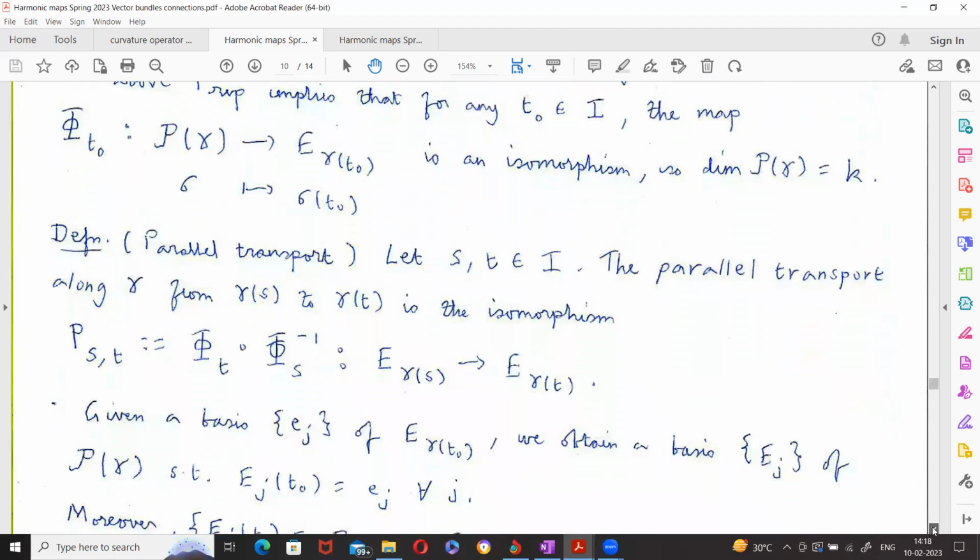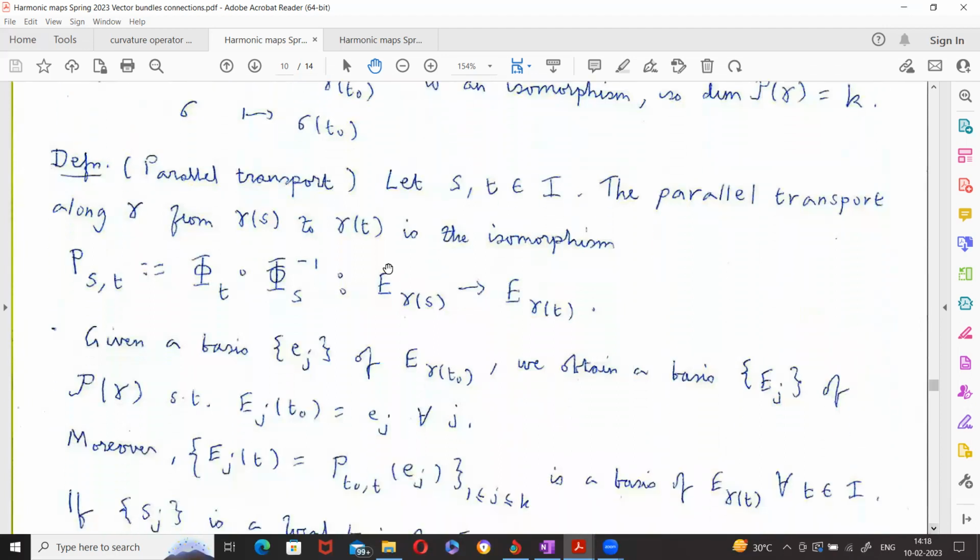So now we can define what's called parallel transport with respect to the connection. So that's the following collection of maps. So let S and T be 2 times in the interval I. Then there is a parallel transport map along gamma from gamma S to gamma T. So this is going to be the isomorphism. Let's call it P S comma T. So this will be the evaluation at time T composed with the inverse of evaluation at time S. Capital phi sub T composed capital phi sub S inverse.